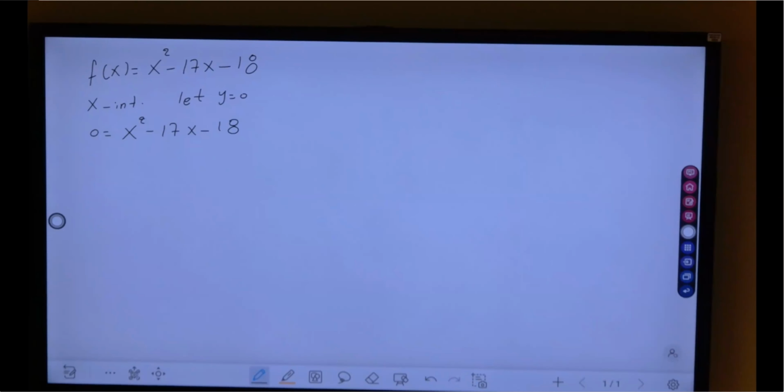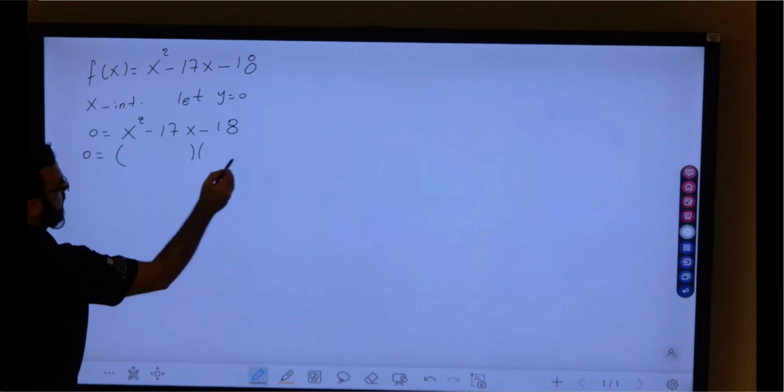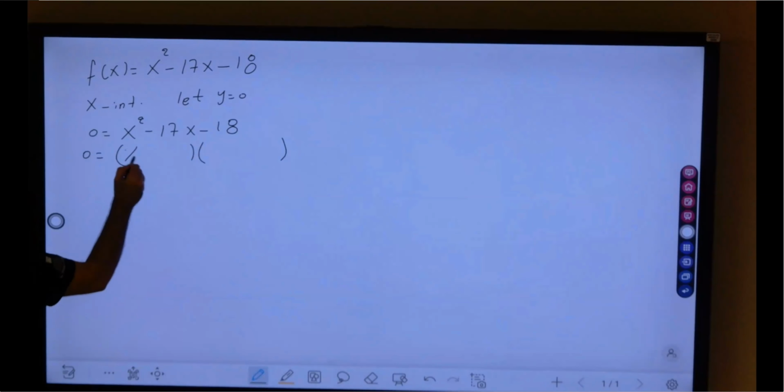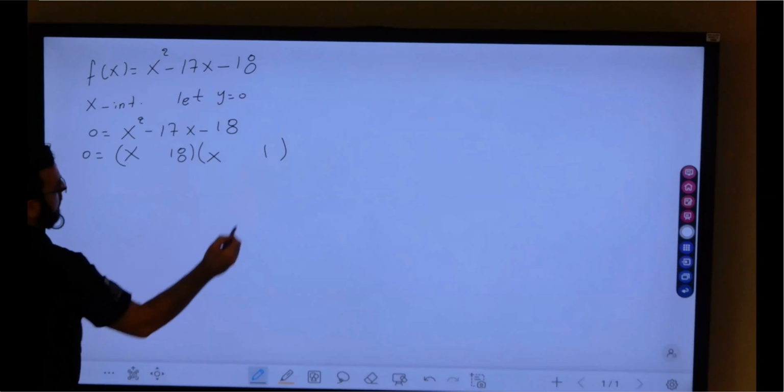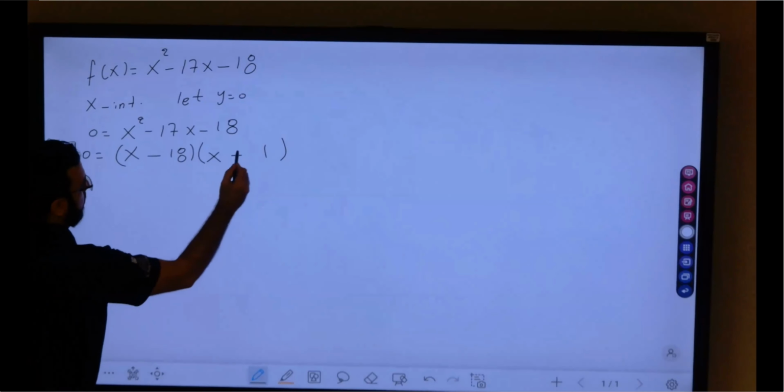Now what's the next step? Until now, we're not using Rolle's theorem. Now I need to find the x-intercept. What am I going to do here? Yes, we're going to factor it because it's quadratic. So I'm going to say 0 equals two parentheses, x and x, 1 and 18. The signs are going to be negative, positive.